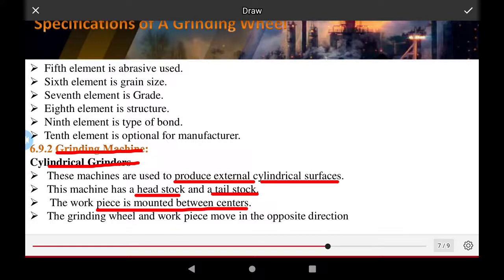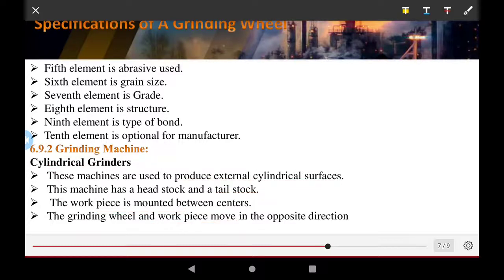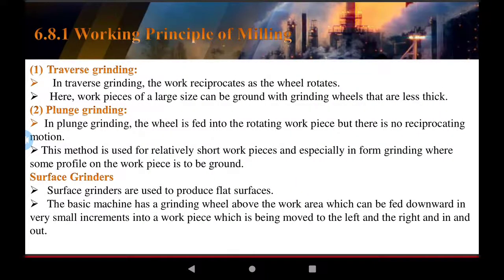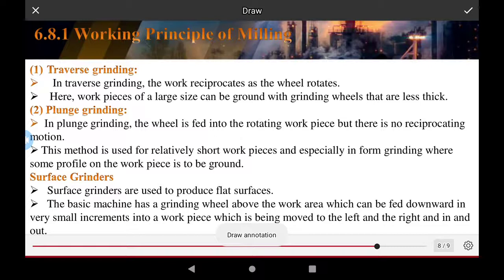The grinding wheel and the workpiece move in opposite directions; the workpiece rotates opposite to the rotation of the wheel. Working principle of traverse grinding: the workpiece moves with the operation of the wheel. Continuing the working principle of the grinding machine, a workpiece of large size can be ground with the grinding wheel.